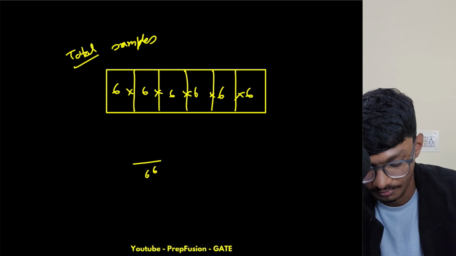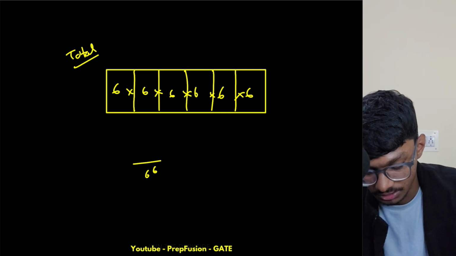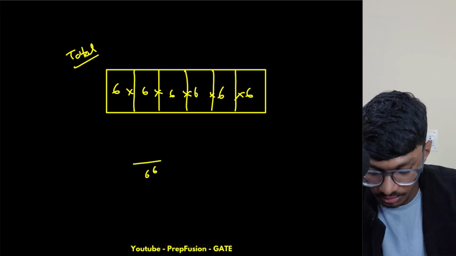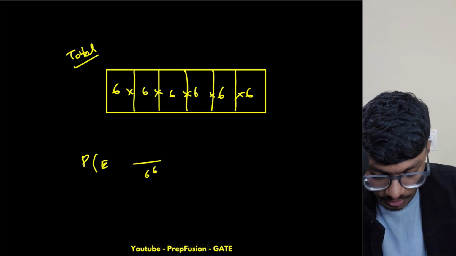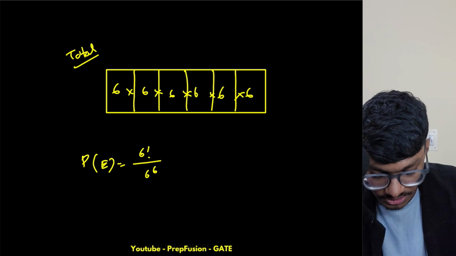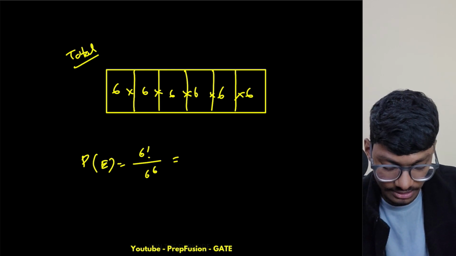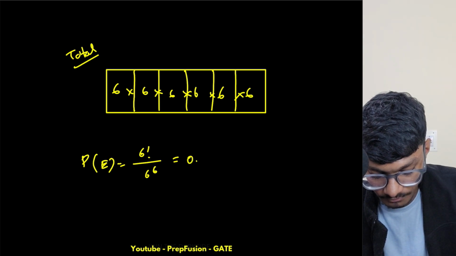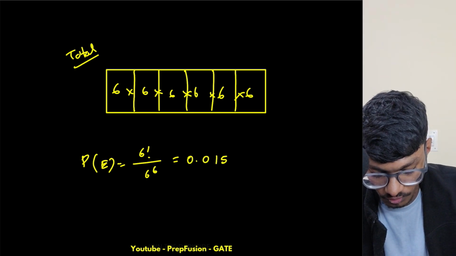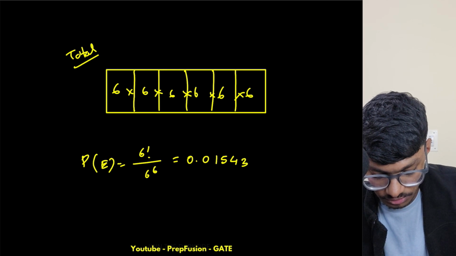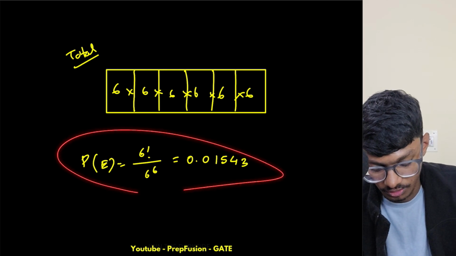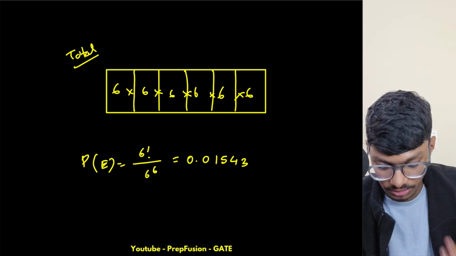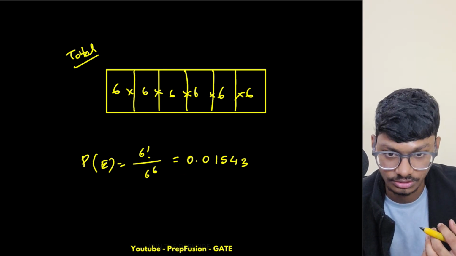Okay, so I'm just writing it rough now. The probability of the event will be simply 6 factorial upon 6 to the power 6, which is simply 0.01543. And this is what my probability of E is. Now this was the answer for this question, with two methods you can simply do this.